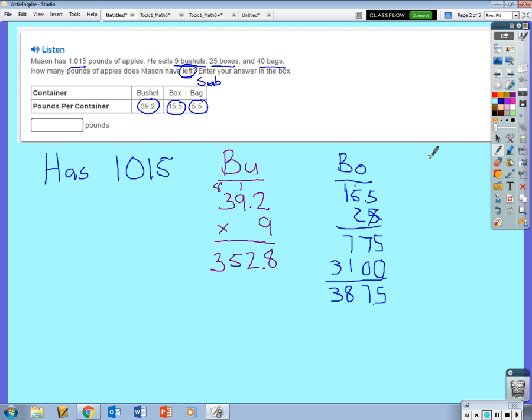Now let's go to bags that maybe a parent would buy if they have children at home that are going to lunch and want a healthy snack. Now we have bags. They come at 5.5 pounds per bag. Well, I'm going to buy 40 bags. I'm going to put 5.5 up top and the 40 on the bottom. They both have the same number of digits.